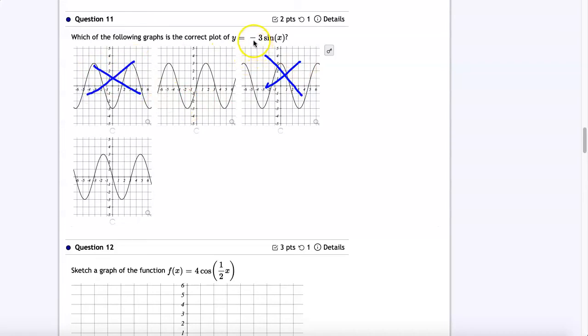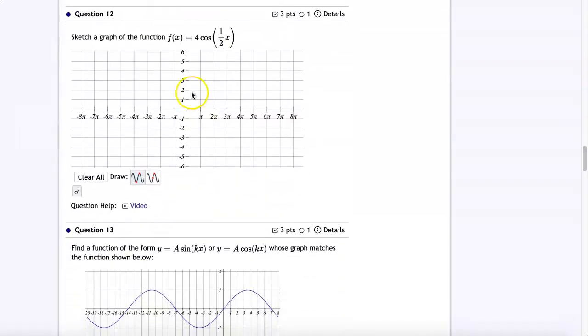Next, we can identify the fact that this is a negative sine function, which means the sine function has been flipped upside down. This is a vertical reflection right here of the original sine function, so that would be our answer. This is the original sine function, so it is not our answer. Next question, number 12.